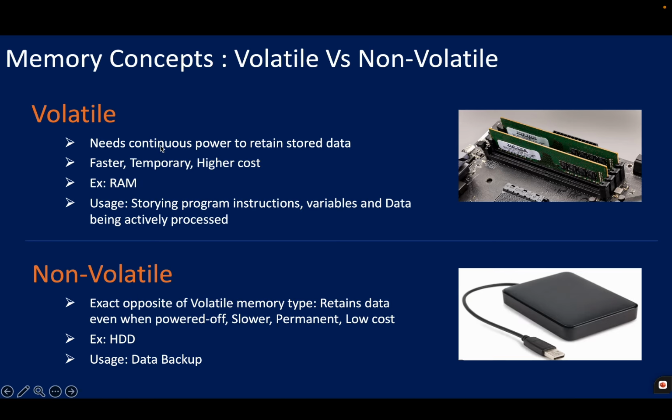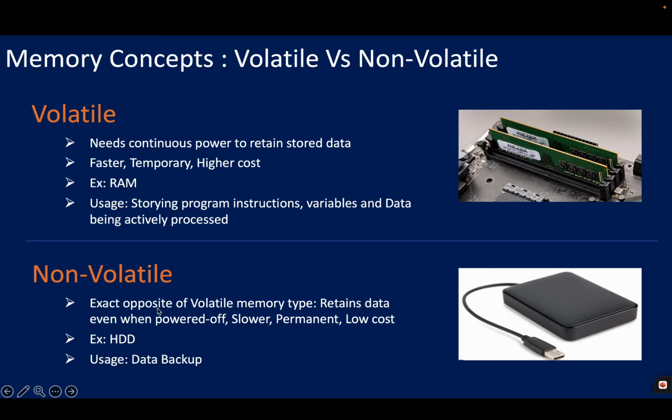First, volatile. Volatile memory is a type of computer memory that requires continuous power to retain stored data. Once the power is turned off, all the data in volatile memory is lost. It is faster, the data is available temporarily, that is, data is lost once power is off, and the cost is higher. Example, random access memory is the most common volatile memory. It's mainly used for temporary storage while the system is running, such as holding program instructions, variables, and data being actively processed.